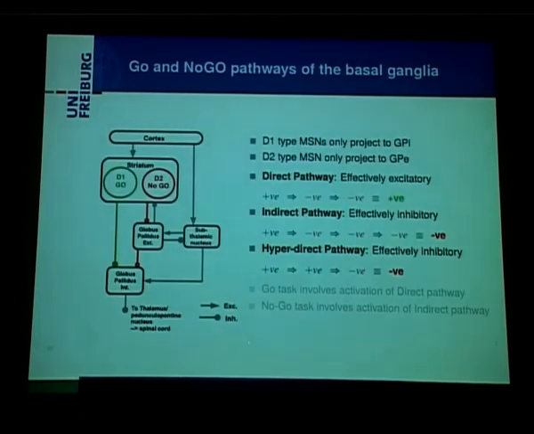The next question was about the go and no-go pathways. The basic idea is this. It's, I think, one of the simplest possible descriptions you can think of for such a complex circuit. There are these neurons, D1, which project exclusively to globus pallidus internal. There are D2, which project exclusively to GPE and then to GPI. People have defined the so-called direct pathway, indirect pathway, and hyperdirect pathway. The direct pathway is overall positive, the indirect pathway is overall negative, and the hyperdirect pathway is also overall negative.